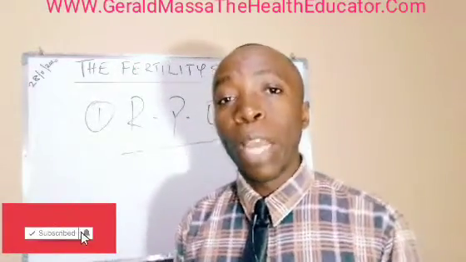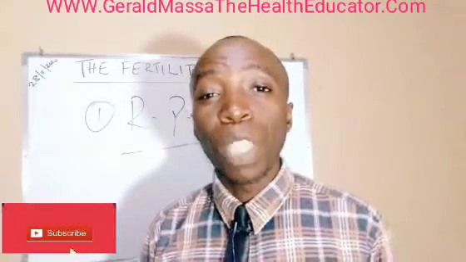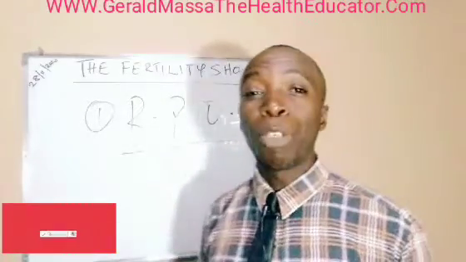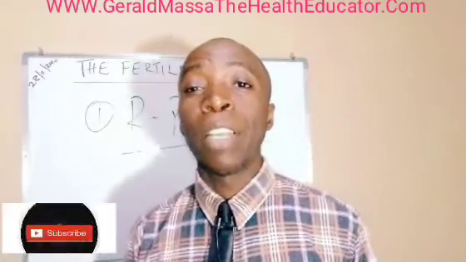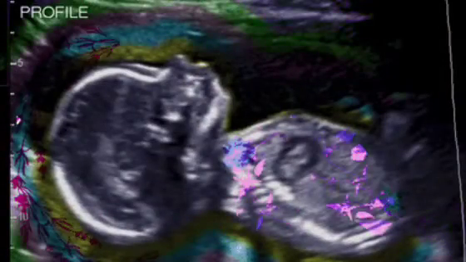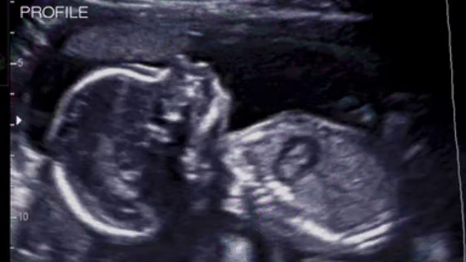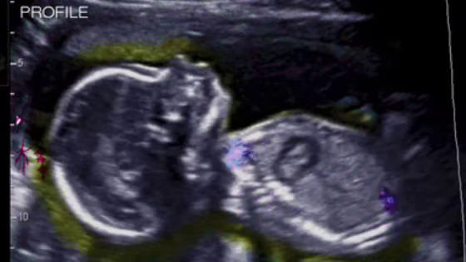By retained products of conception, we mean the pregnancy could have come out, but there's still remaining pregnancy tissue in your womb. How can you tell that you have retained products of conception? Because you might have had a miscarriage 3 weeks back, but you are still bleeding. The only way to identify it is by doing what we call a pelvic ultrasound scan.